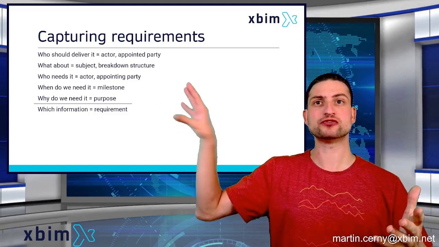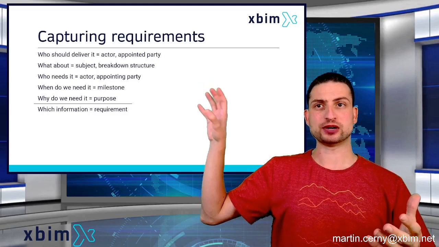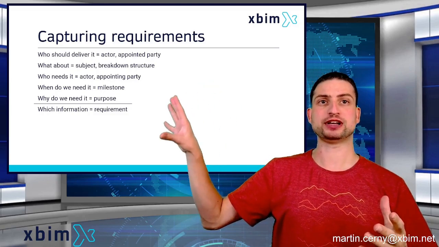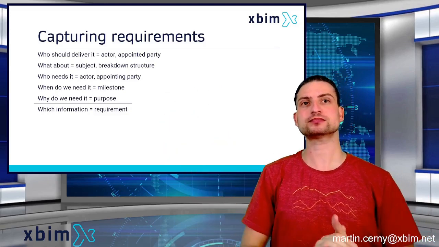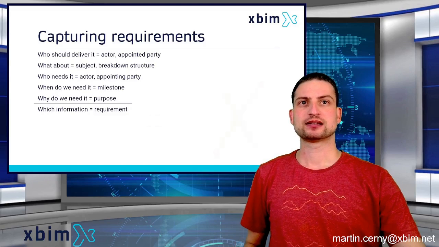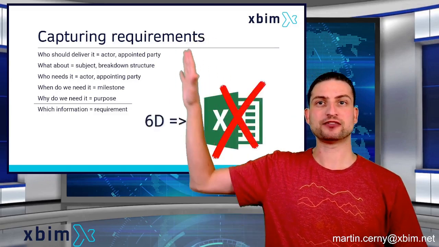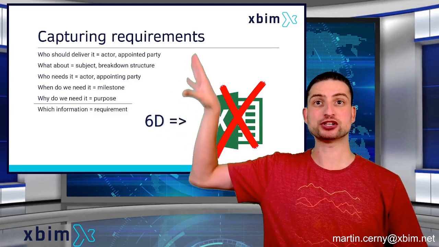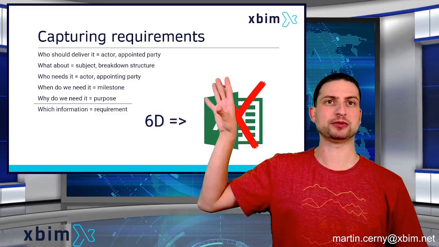And once we define this context, we can actually define what the actual information requirement is. Is it the name? Is it width? Is it color? Is it warranty date? These are effectively six dimensions, if you want, which describe it.